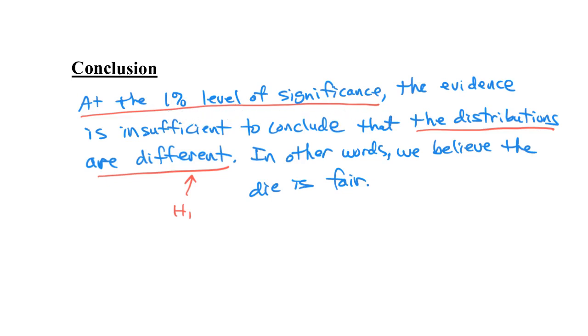It's similar to what we said before. The evidence is insufficient to conclude H1, right? Because we're not rejecting H naught. If we had rejected H naught, then we'd be going with H1. Then we could say that evidence is sufficient to conclude H1. Okay, so just be careful with the wording. Sometimes what happens on tests is students will say fail to reject H naught, and then the wording will say reject H naught. You know what I mean? So we just have to be careful with the wording. Just read, after you write it, read it, and make sure it makes sense.